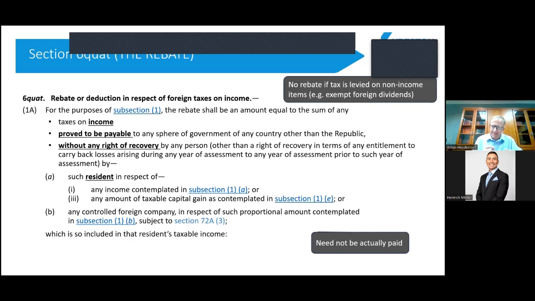A mouthful, but once you start getting into the logic of it, you've got to say it's separate sections. They should actually have had a different section. Section 6 quad rebate, and maybe a 6 something deduction or something. But the 6 quad rebate 1 and 1A is quite important. You don't have to pay it. It only applies to foreign sourced income. It doesn't apply to South African sourced income.